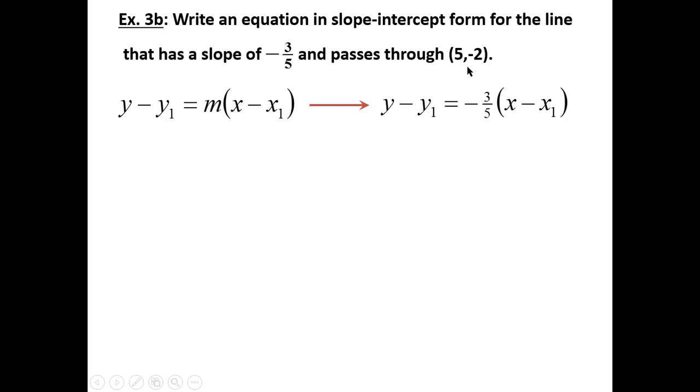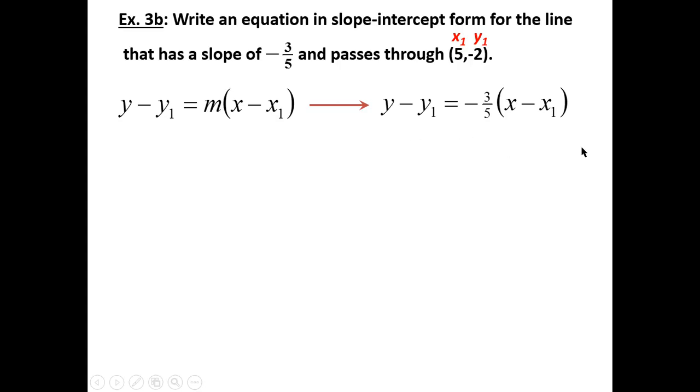And then we have this other point here, 5, -2, that we used before. Now in our last example, we plugged in the 5 for x and the -2 for y. But now what we're going to do is use x1 and y1 as our variables to plug in for.